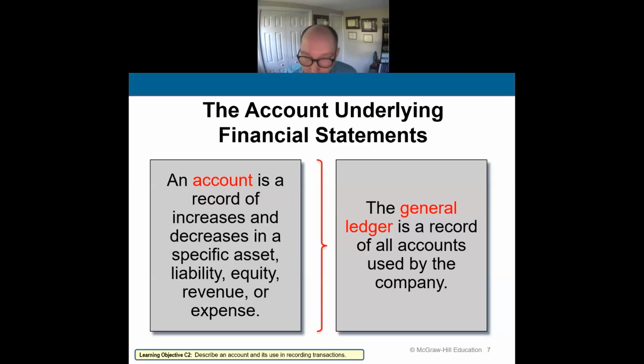And these accounts are recorded on this thing called the general ledger. The general ledger, think of it like a book. A general ledger is a book. And it's a blank book, and it's got a bunch of blank lines on it. That's a general ledger. And I record the transactions on that general ledger by account name.